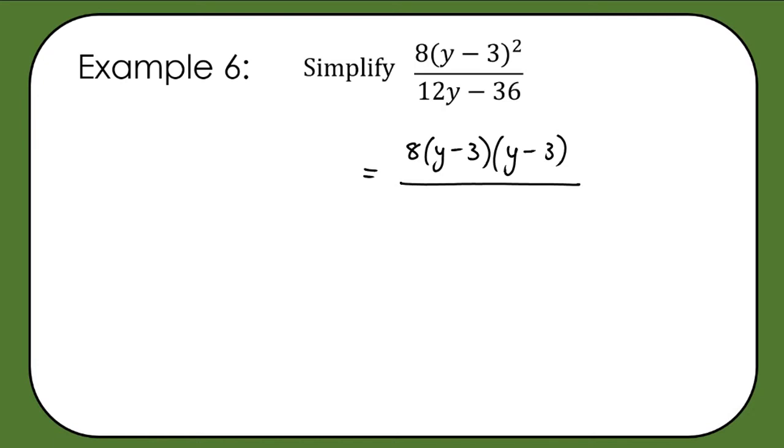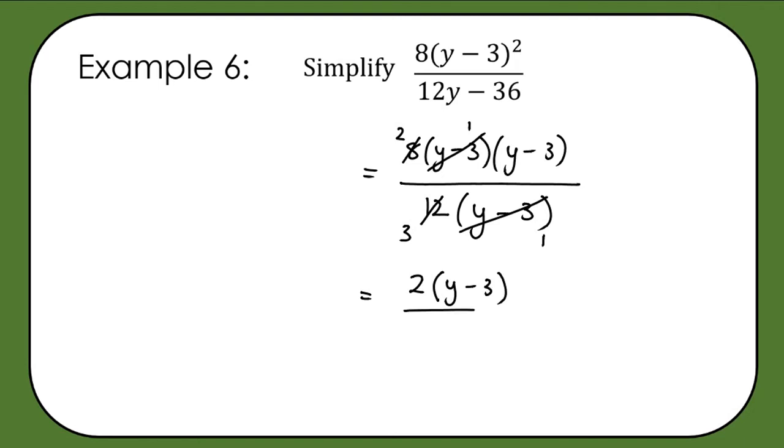The denominator, we're looking for common factors. Yes, there's a common factor of 12, and that leaves us with y minus 3. And so now we've got a few common factors happening here. 8 twelfths, there's a common factor between 8 and 12 of 4. So if we divide numerator by 4 and denominator by 4, we also have a common factor of y minus 3. So we can divide numerator and denominator by y minus 3. So on the numerator, we're left with 2 times y minus 3, and on the denominator, we're left with 3 times 1, so just 3.